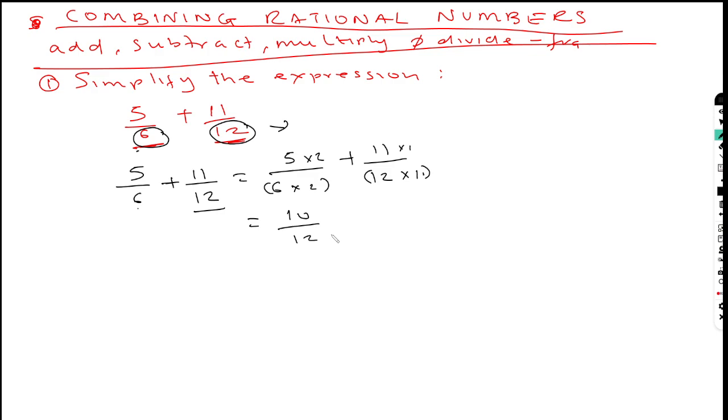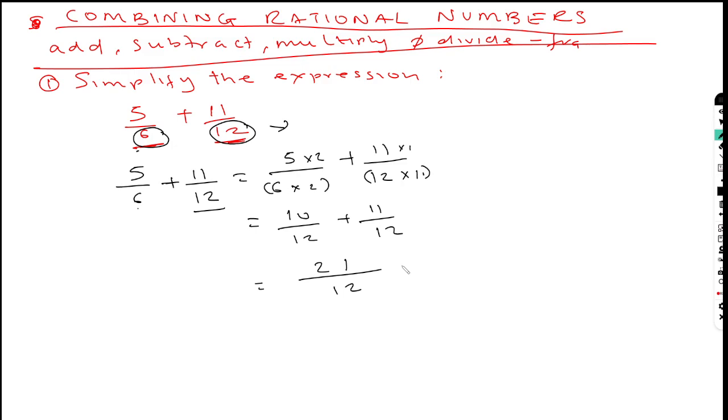Okay, so it's kind of saying now expanding. Once you expand and have a common denominator, you will reduce later. So plus 11 times 1 will be 11, over 12 times 1 will be 12. Okay, so we have a common denominator now. That means the common denominator is 12. 10 plus 11 is 21 over 12. So that is 21 over 12.